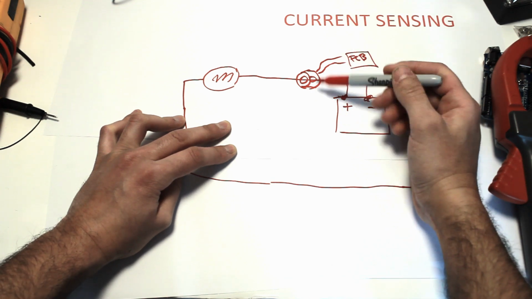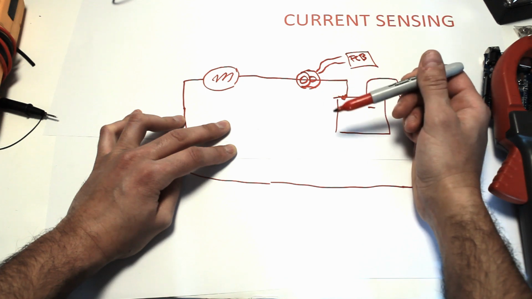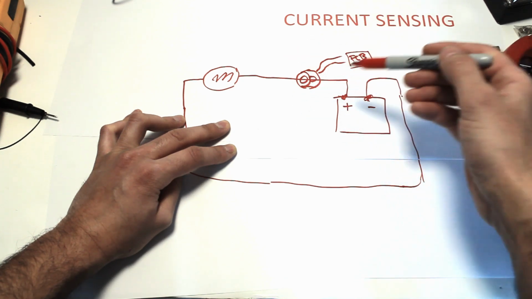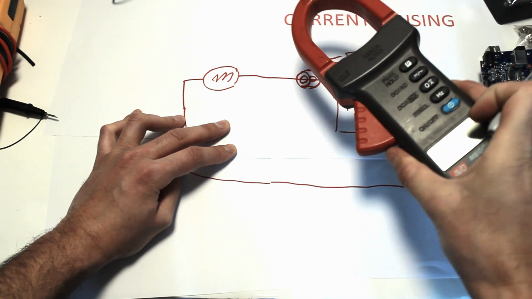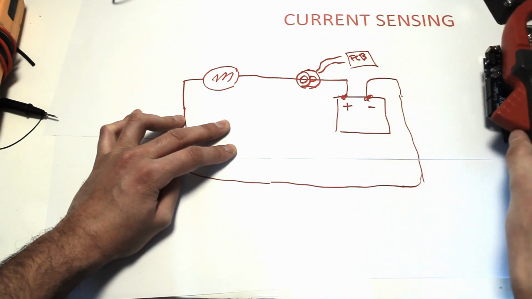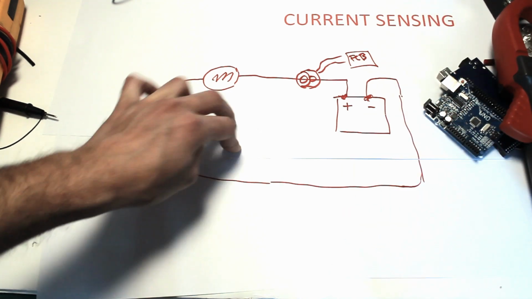Now quite often the cheapest clamps will only measure AC. They need a changing magnetic field to actually determine this. This meter here will actually work on DC. You'll generally find the DC clamps are more expensive.